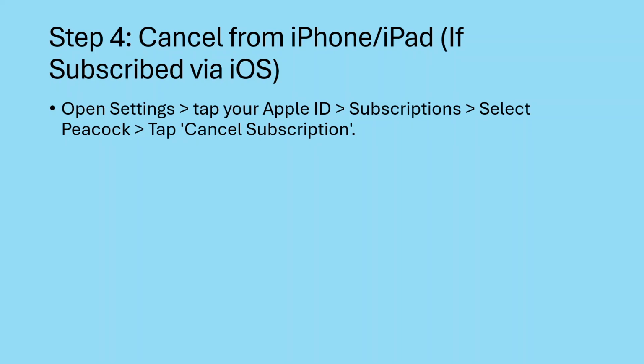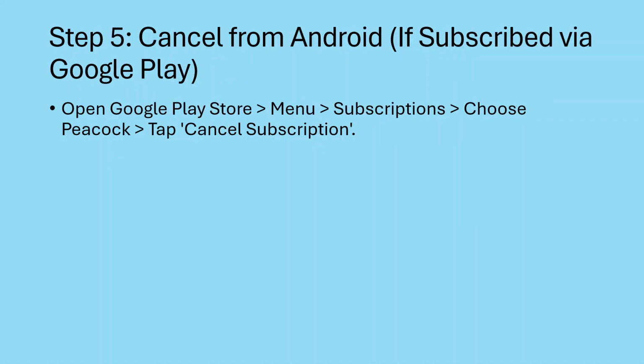Step 4. Cancel from iPhone/iPad if subscribed via iOS. Open Settings, tap your Apple ID, then Subscriptions, then select Peacock, and then tap Cancel Subscriptions. Step 5. Cancel from Android if subscribed via Google Play. Open the Google Play Store, go to Menu, Subscriptions, choose Peacock, and Cancel Subscription.